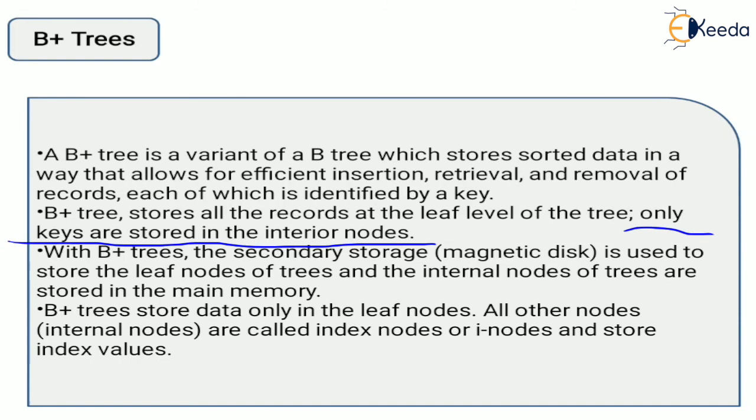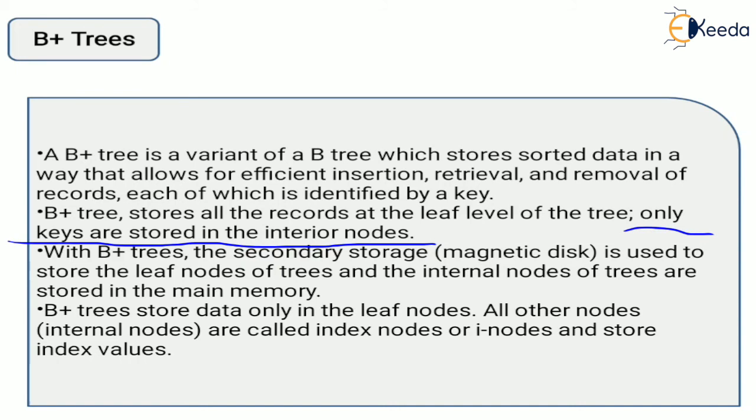With the B plus tree, the secondary storage, that is magnetic disk, is used to store leaf nodes of the tree, and internal nodes of the tree are stored in main memory. So internal nodes are also an important factor of a B plus tree. Internal nodes are stored in main memory and keys are stored in the interior nodes. Insertion is done at leaf level as in a B tree. And B plus tree is also a generalization of binary search tree.